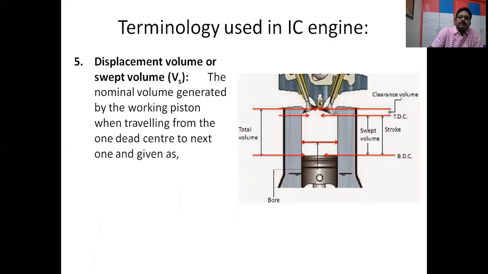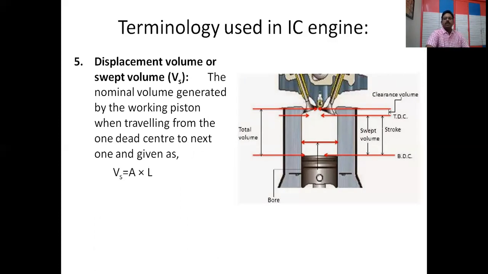And we have the displacement volume or swept volume. This is indicated with capital V suffix s. It is the nominal volume generated by the working piston when traveling from one dead center to the other. So the volume inside the cylinder, that is, the volume that will be swept, is called swept volume.